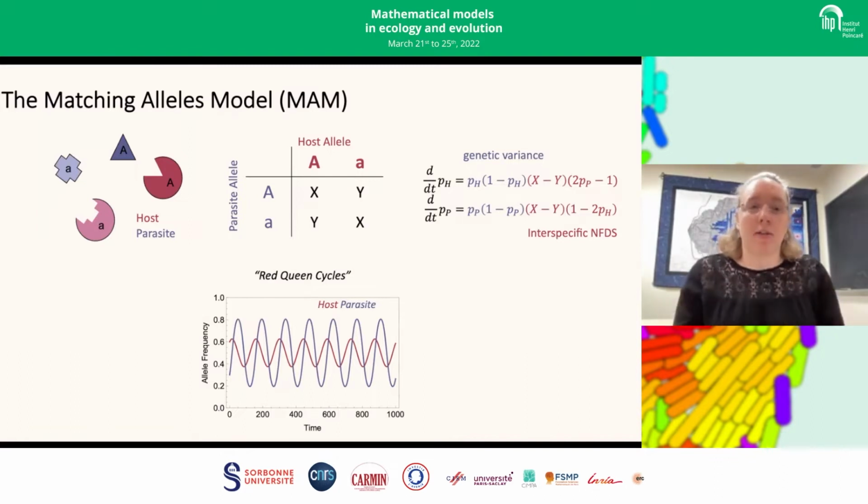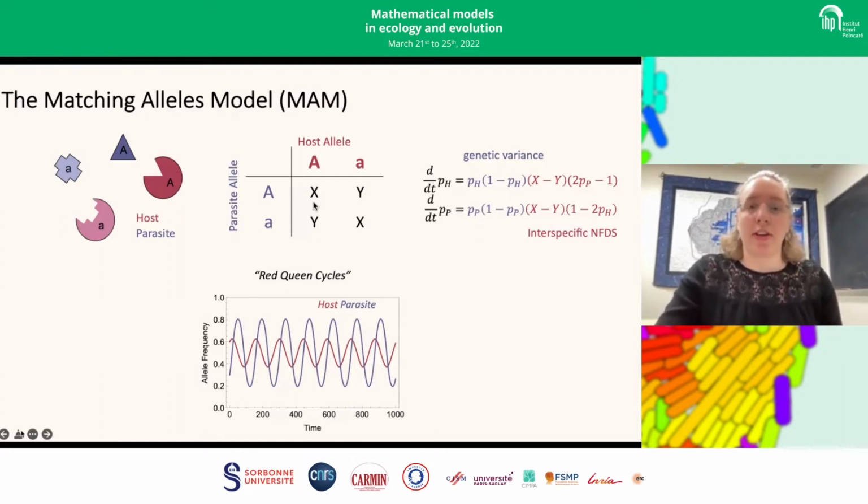Well, let's formalize this with the matching alleles model. In this model, you have two different host types, a big A host and a little a host, and you have two different parasites, a big A parasite and a little a parasite. If you are like host and like parasite, so a matching host and a matching parasite, the infection is likely to occur due to some lock and key type molecular mechanism.